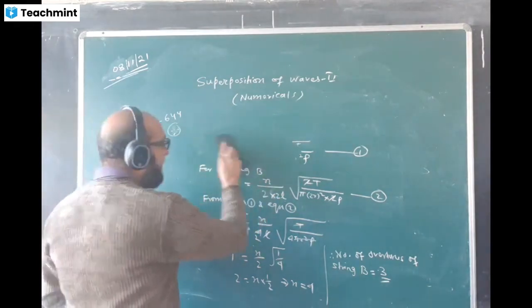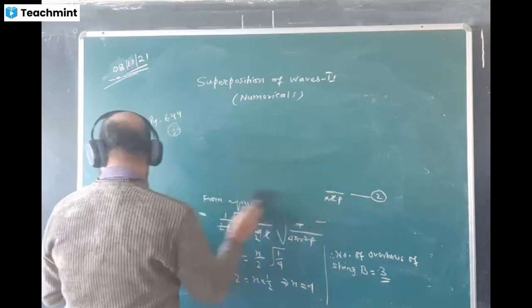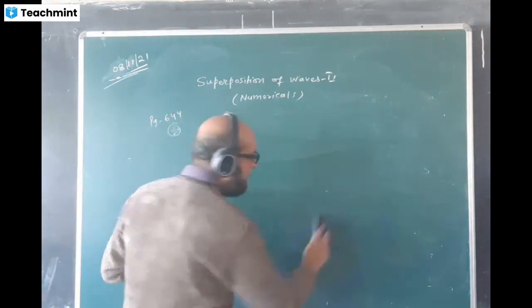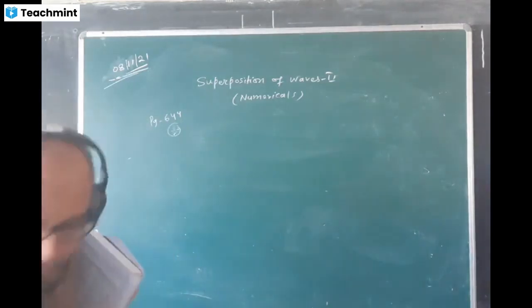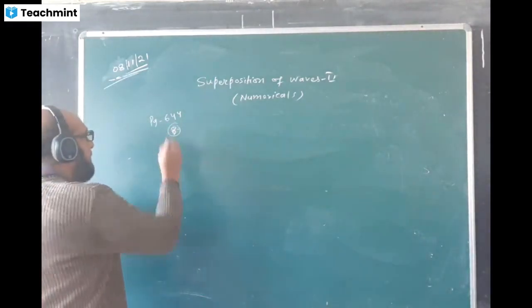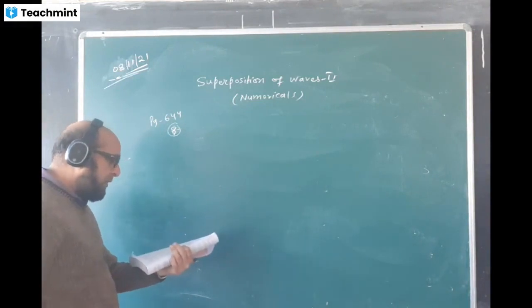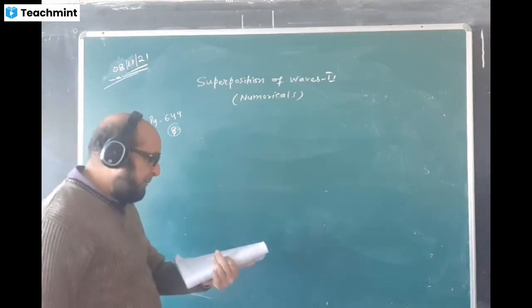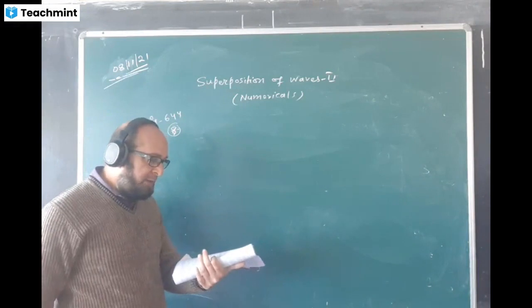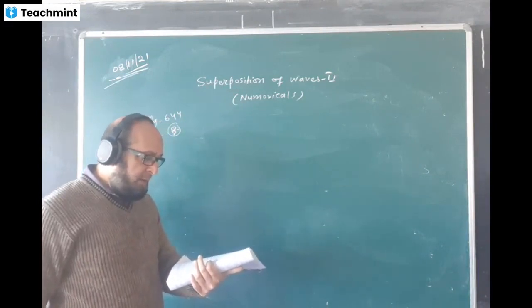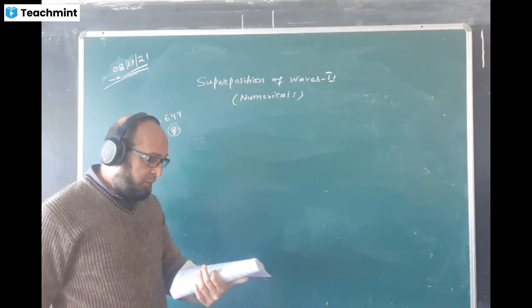Now, question number 8, on the same page. When a string and a tuning fork are sounded together, they produce 6 beats per second. When the length of the string is either 95 centimeter or 100 centimeter, what is the frequency of the fork?